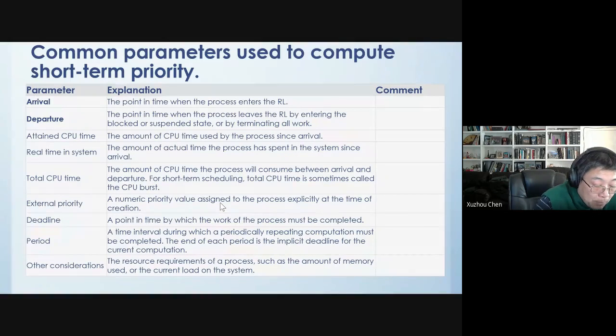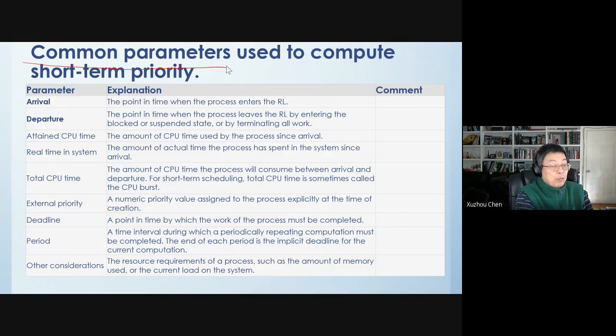So now we need to actually figure out who is going to be the next one. We know that it's based on the priority. So how can you decide which one should have high priority and which one should have a low priority? These are the common parameters used to compute short-term priority.